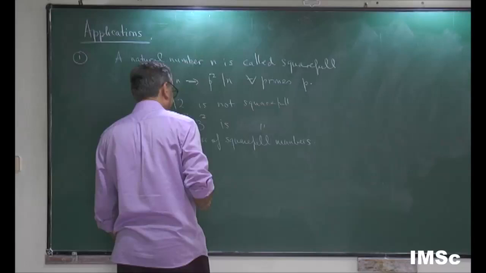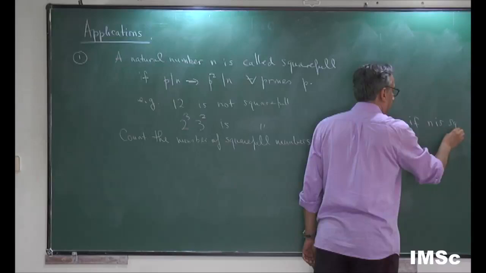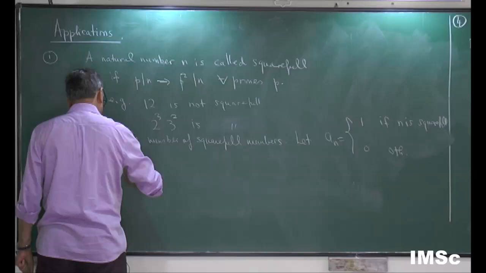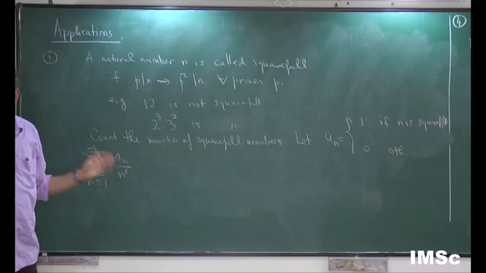So let's define a sub n to be 1 if n is squareful and 0 otherwise. And now consider the Dirichlet series a n over n to the s. What we'd like to do is get our hands on the summation of a sub n. Because a sub n is 1 whenever n is squareful and 0 otherwise, we would like to get our hands on the summation of a sub n. So the question is, what is this Dirichlet series?